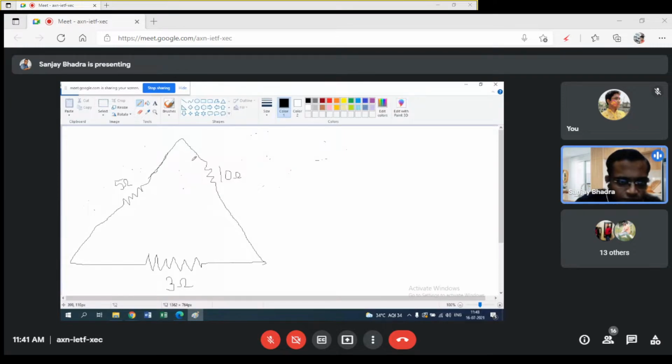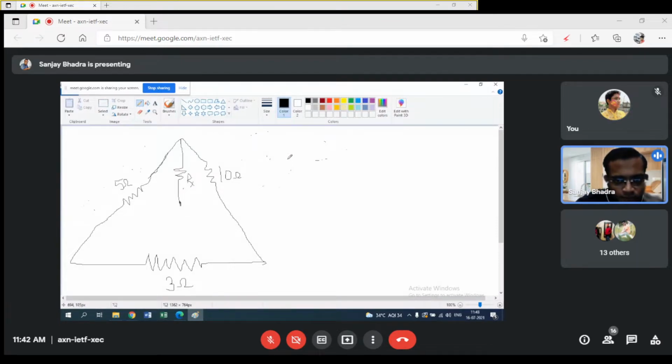Now I have to find out the star configuration from it. This is what is given in the problem. So what would be my star configuration? One will be in this way, the other one in this way, the other one in this way. That is my star configuration. Let me name this Rx.